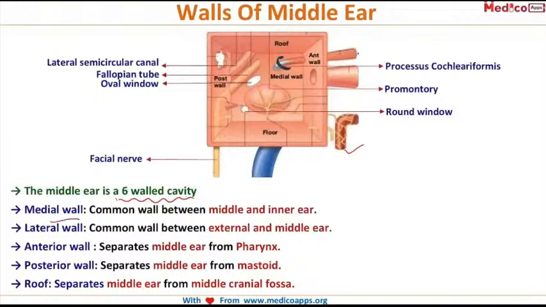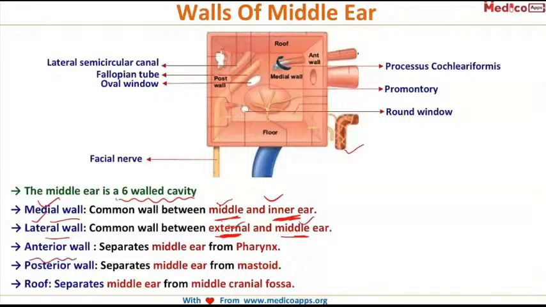As you can see in this picture, the middle ear is a 6-walled cavity. The medial wall is a common wall between the middle and the inner ear. The lateral wall is a common wall between the external and the middle ear. So the medial wall is between middle and inner, and the lateral wall is between external and the middle ear.